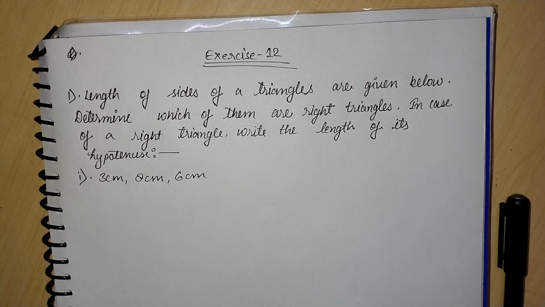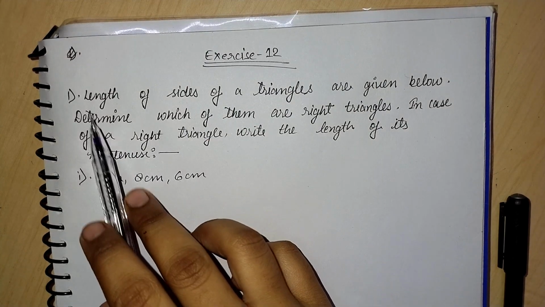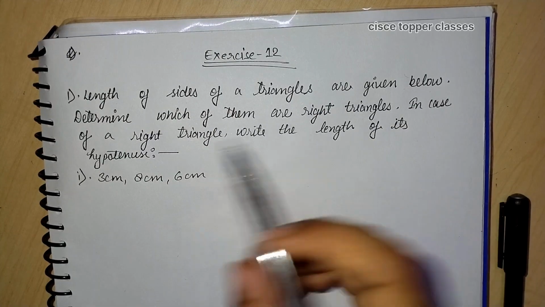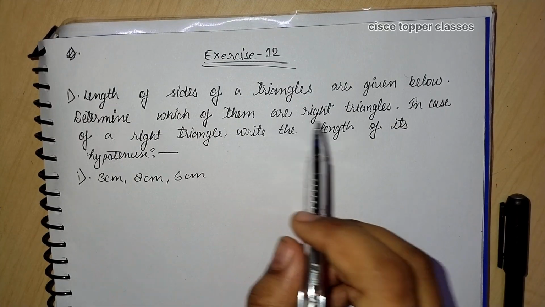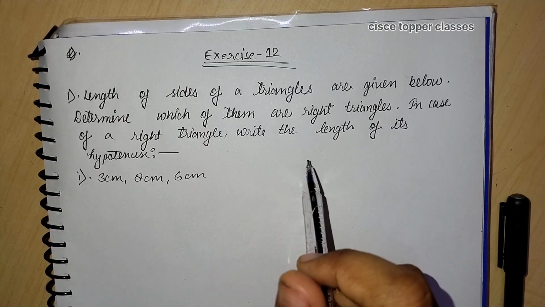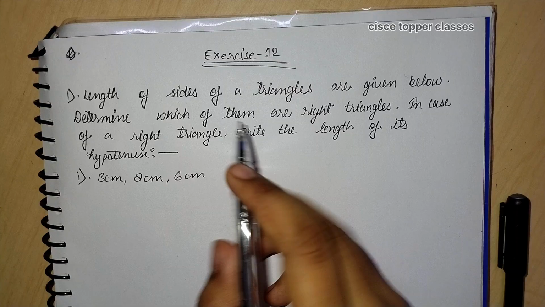Let us solve here the exercise 12 first question. Here the first question says that the lengths of sides of a triangle are given. Determine which of them are right angle triangles. In case of a right angle triangle, write the length of its hypotenuse.